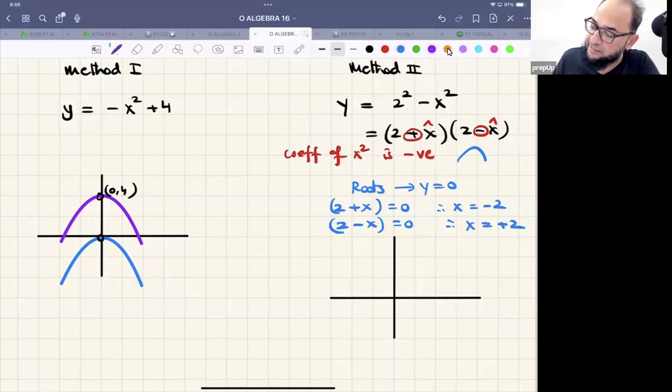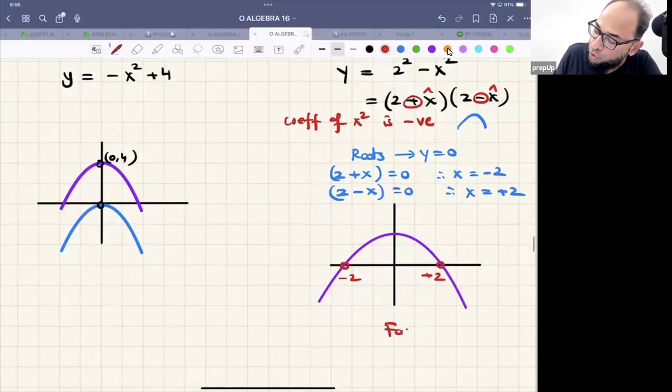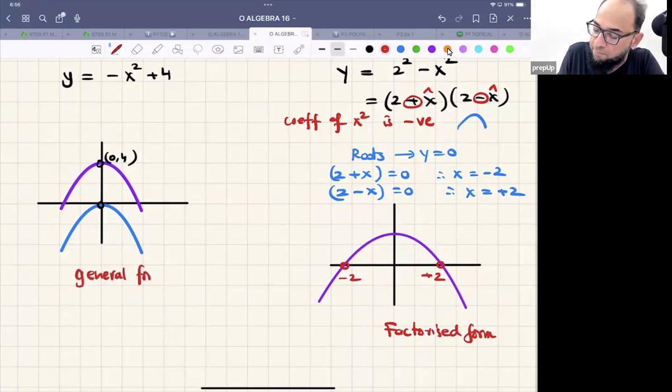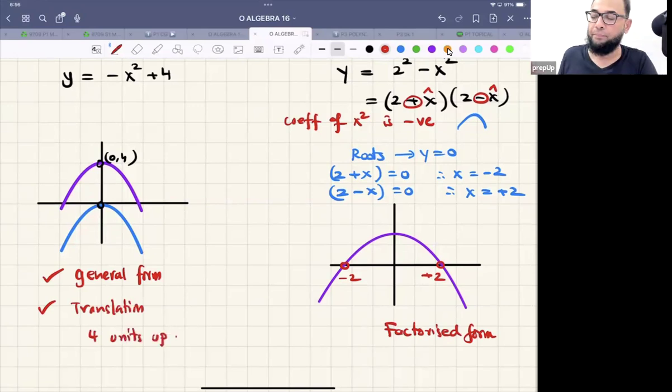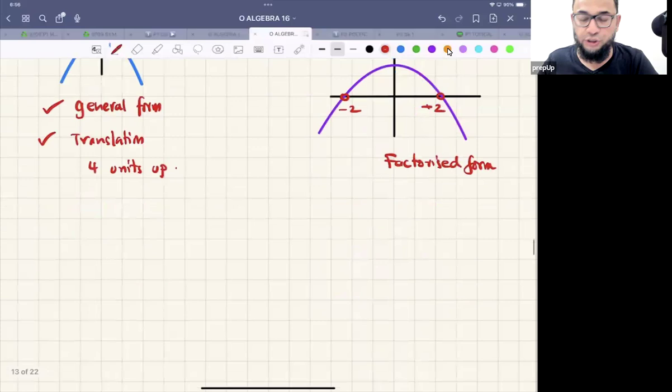Let me draw it upside down. A better one. Okay. So now this is negative 2. This is positive 2. And this we have drawn through the factorized form. This was drawn through the general form and then translation, 4 units up, vertically up. So that's how this thing is done.